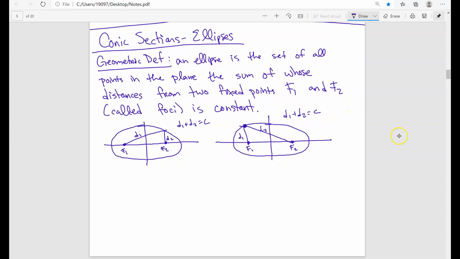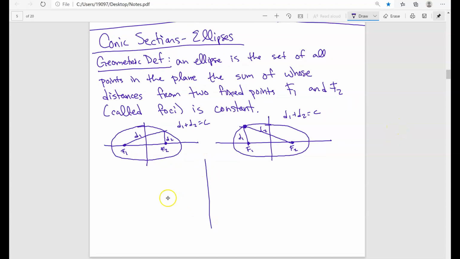Just a couple of things about an ellipse. An ellipse can either be horizontal or vertical, depending on how large one side is with respect to the other. This is the center of the ellipse, centered here at the origin. Like with the parabola, we're going to center everything at the origin. Then you have these two foci. We don't say focuses, we say foci. So there you have focus 1 and focus 2.